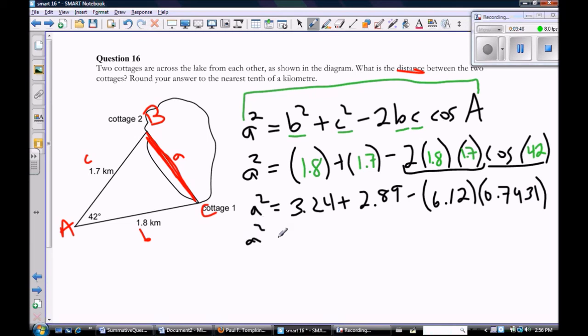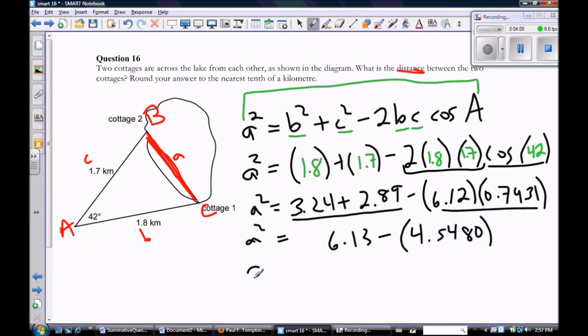Okay, so now I'm going to do this addition, and that gives me 6.13. And do this multiplication. Those numbers multiply to 4.5480. And then finally do subtraction. I get 1.582. And that's a squared, so taking the square root, I get a value for a of 1.26.